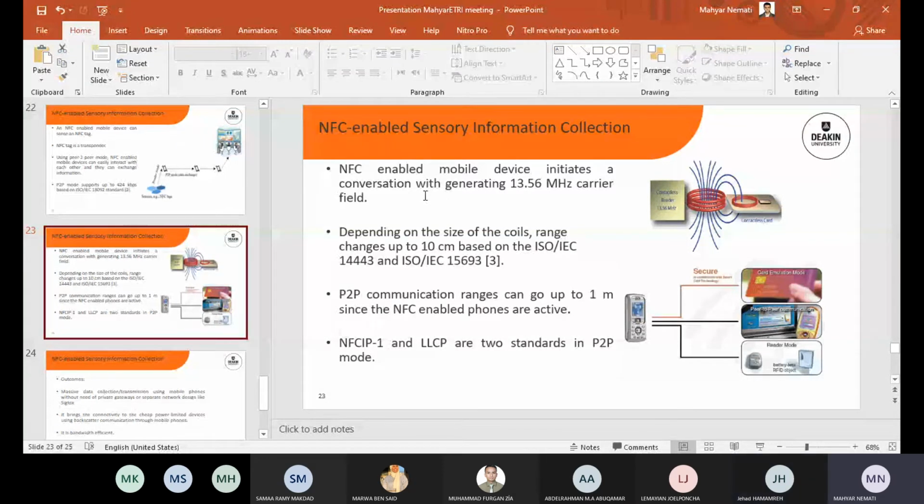Then for peer-to-peer communication, the coverage area can go up to 1 meter. So by this data exchange between the cell phones, it is expected that the data is transferred from the sensors toward the server.